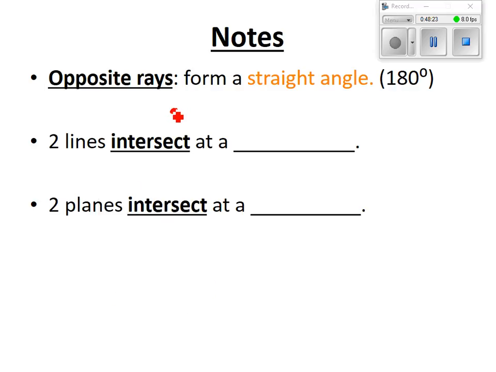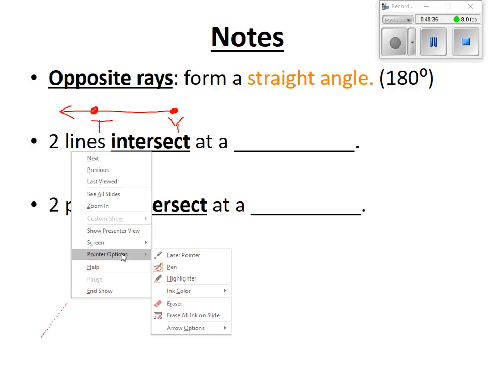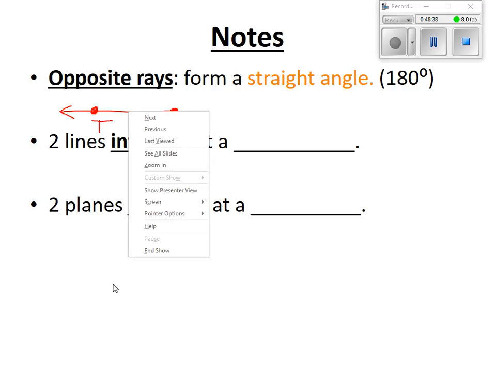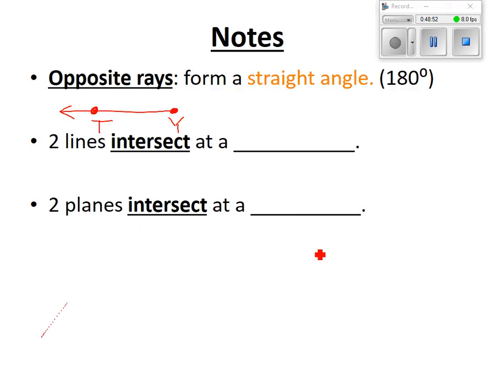So if I draw this ray going out this direction, and we call it ray, give me two letters. TY. And then I do this, pointer options, that's not what I want to do. Pink color, let's go with purple. Let's go with orange then. Probably won't look different.